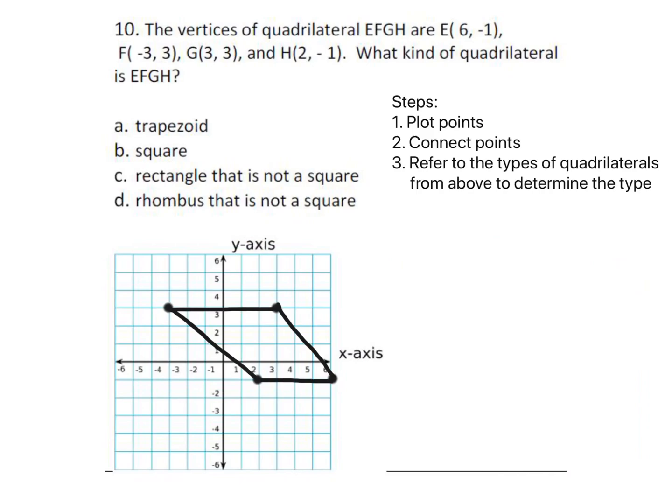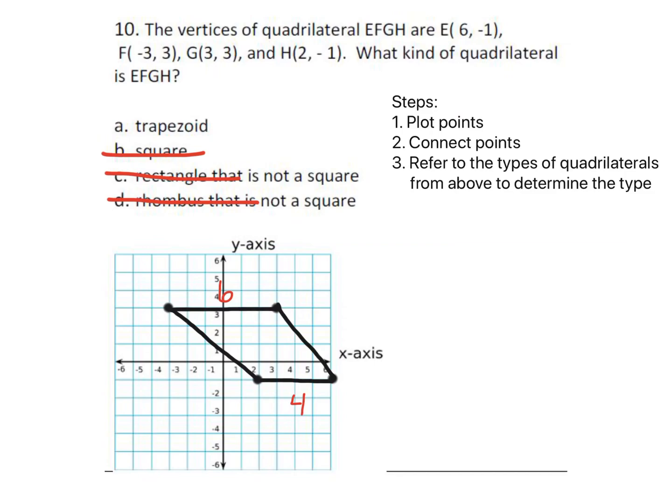Now what I want to do is refer to my vocabulary up above using my answer choices. I can tell you right now that this is not a square and it's not a rectangle because there's not four right angles, okay? So let's look at rhombus. A rhombus says that it has four equal sides. Well, I already know that this side down here was length 4 and this side up here is length 6. So it can't be a rhombus either.